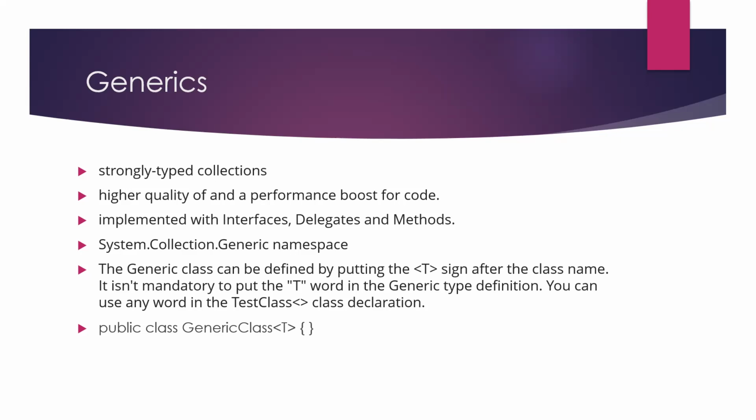For example, I can call a class TestClass of U. That is also possible. TestClass of V is also possible. But because it's a type, people prefer to always use T. So we can see how to define a generic class. We define a generic class as public class, where the generic class is the class name and T is the type of it.